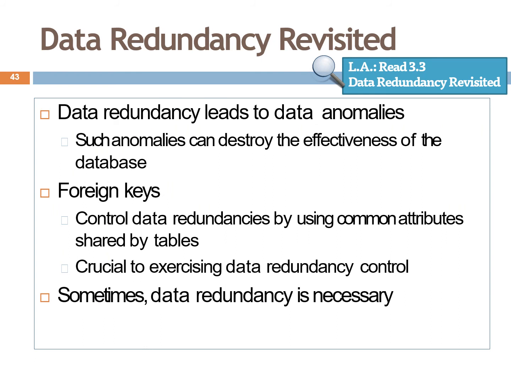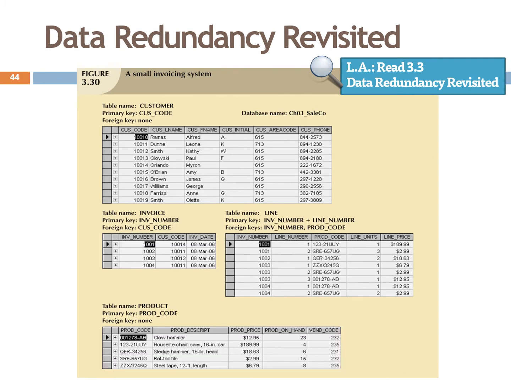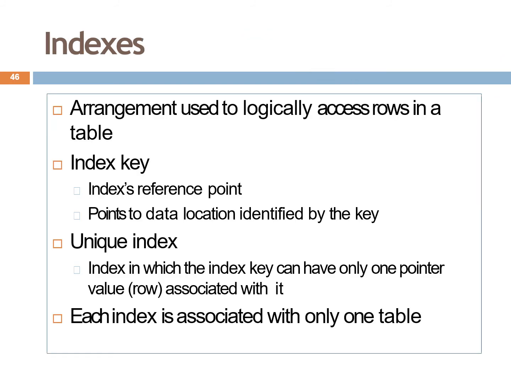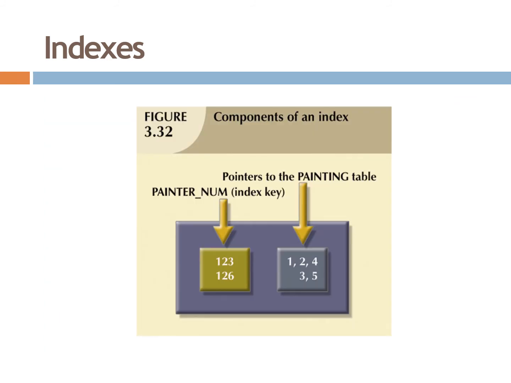Okay, next is looking back at data redundancy. For these data redundancy issues, I want you to read in the lecture attachment, topic 3.3, data redundancy revisited. This is an example also shown in the lecture attachment. Okay, these are indexes. We will skip this, but do read in your own time.